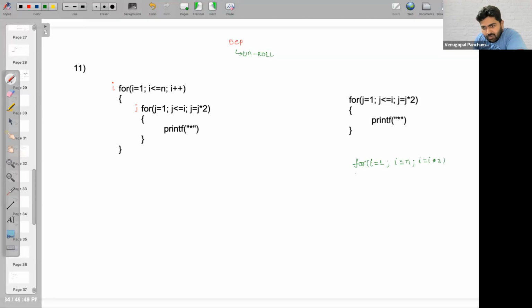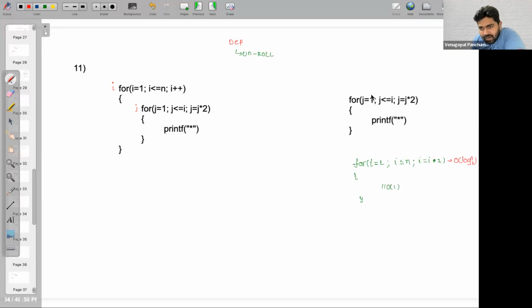I is equal to I into 2, and let's say some constant things are present here, order of 1. So what is the time complexity for this? The time complexity for this is order of log n. This is the well-known template, order of log n base 2. This we already know, friends. A standard log n template.